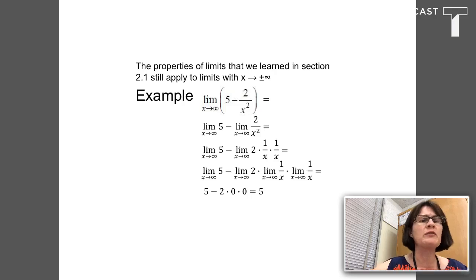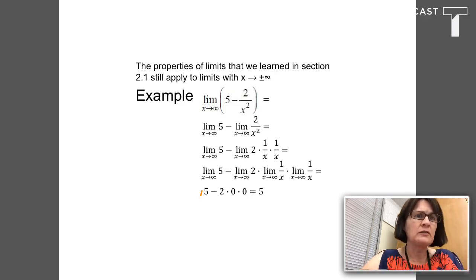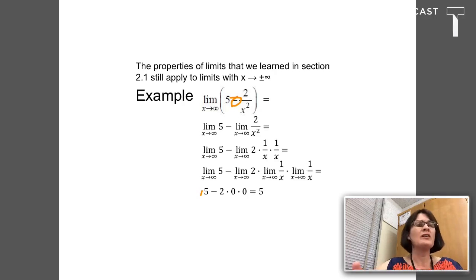This is from your textbook. If I want to find the limit as x approaches infinity of 5 minus 2 over x squared, I can split that up. That's a limit of a difference. Here's a difference. This is a subtraction problem. So I can simply take the difference of the two limits. So it's the same as the limit of 5 as x approaches infinity and the limit of 2 over x squared as x approaches infinity, and I'll subtract them.